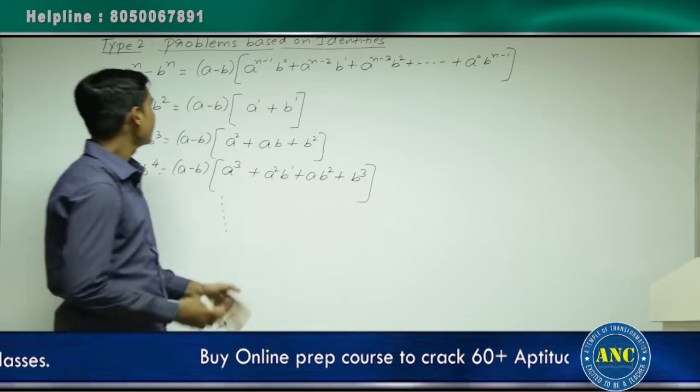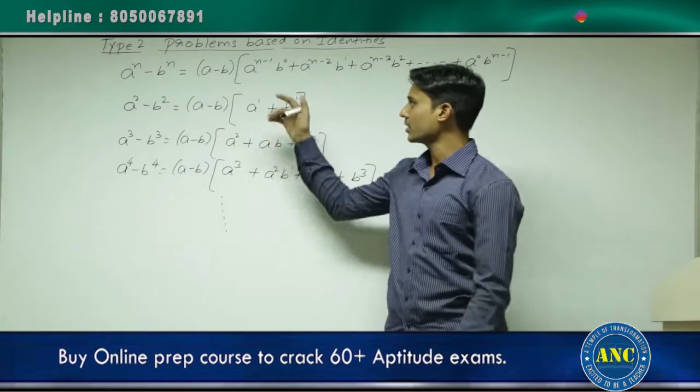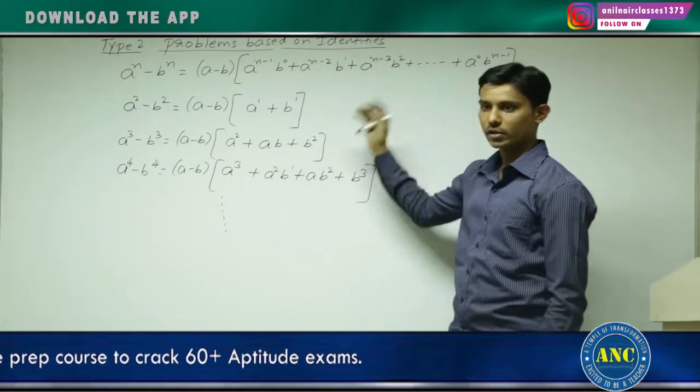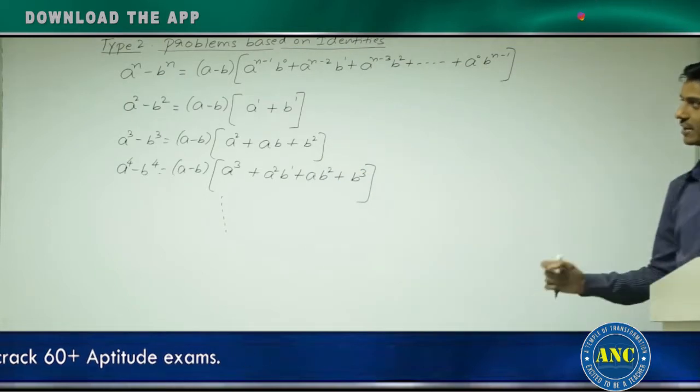First write down these things. a power n minus b power n notation. This is given by (a minus b) into whatever is written on the book. Please write. It's a very, very easy way of remembering it.